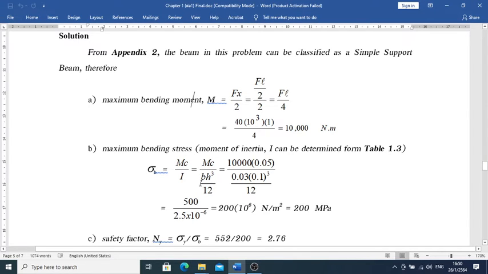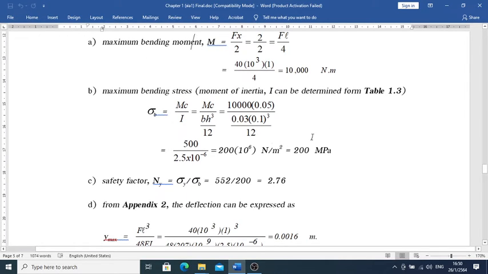I just make the substitution there for the problem set, and then M times C. I make the substitution there also. I got a sigma B there. That's the answer. So automatically the safety factor is equal to sigma Y over sigma B. I find it automatically 2.76.